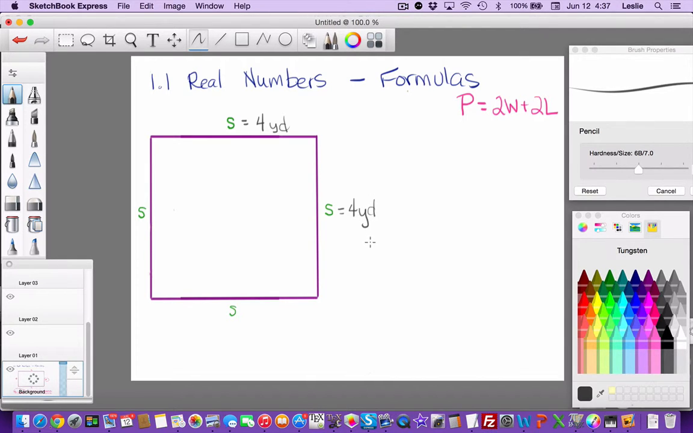Here's a square with sides of 4 yards each. If I walk around the outside of this square, I will have walked 4 times the length of the side. In this case, that's 4 times 4 yards. So the perimeter of this square is 16. When you're dealing with perimeter, the label in your answer is the same as the label given for the length of the side.